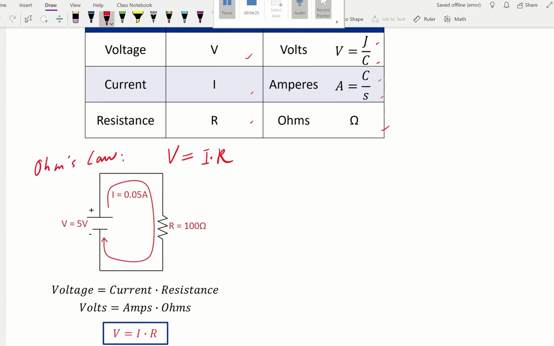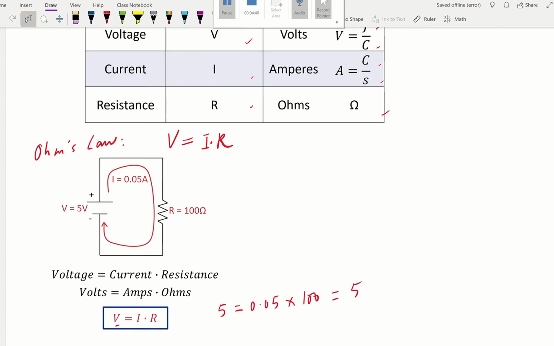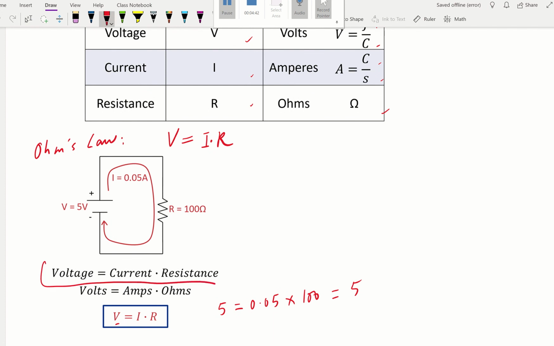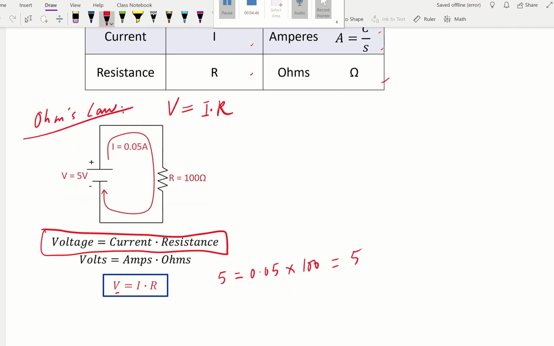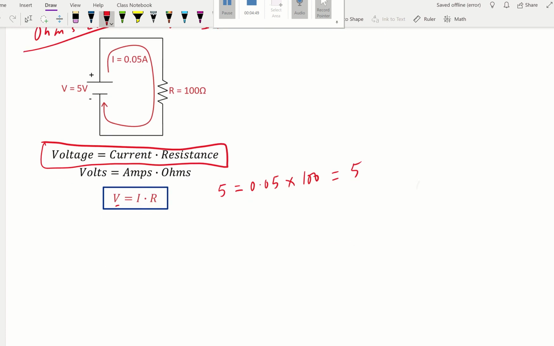As you can see from this example here, voltage here is 5 volts, plug that in, and our I is 0.05 amps, and our R is 100 ohms. So that is indeed equal to 5. Voltage is equal to current times resistance, V equals IR. That's our Ohm's law.